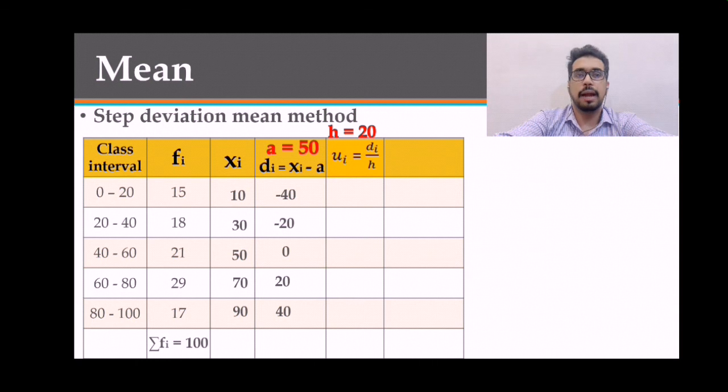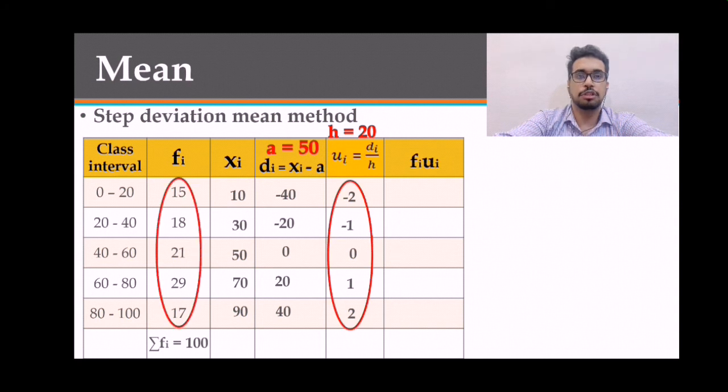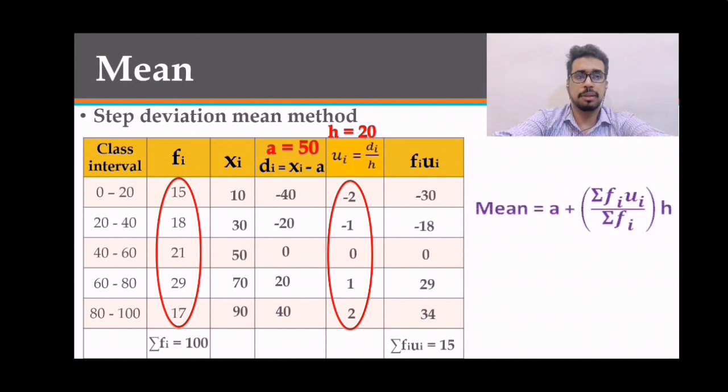That is minus 40 by 20, which would give me minus 2, minus 20 by 20 would give me minus 1, 0, 1 and 2 and so on. My next step is to find the product of fi and ui. So I'm going to multiply these two columns to get my required answer. Then I'm going to total them up. So I'm going to get summation of fi ui to get 15. The formula for the step deviation method is a plus (summation of fi ui by summation of fi) into h.